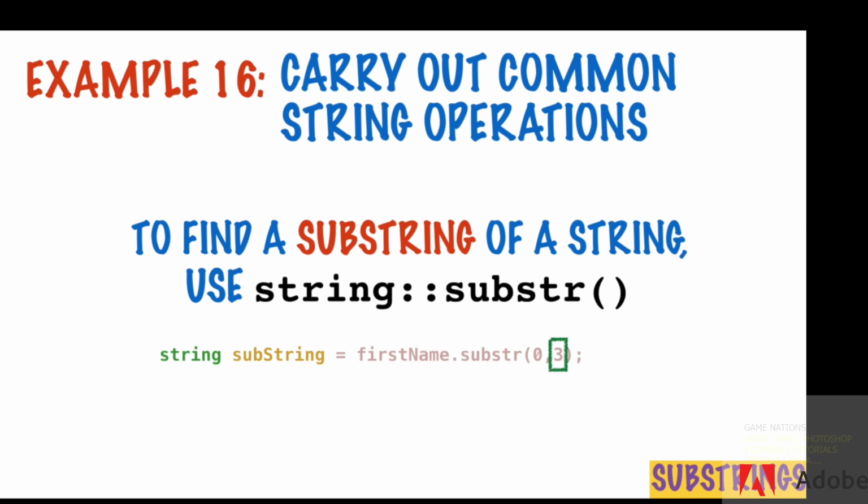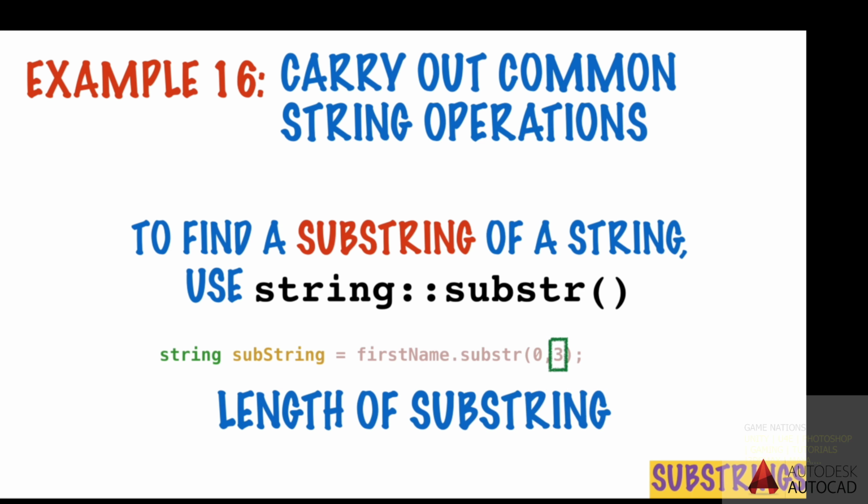So the starting index is 0. The next function parameter is the length of the substring in characters. Here we are specifying that we would like a substring of length 3 characters.